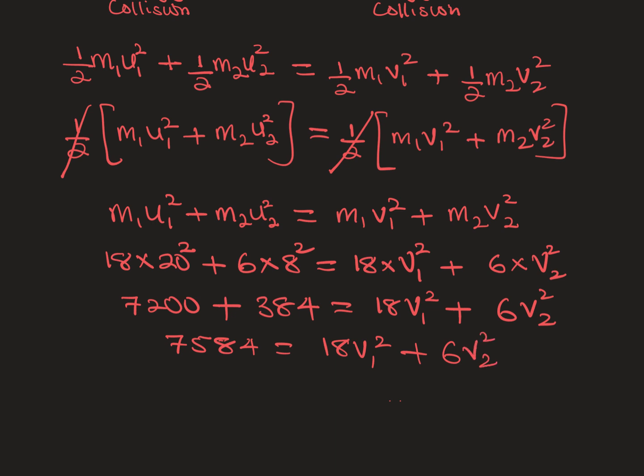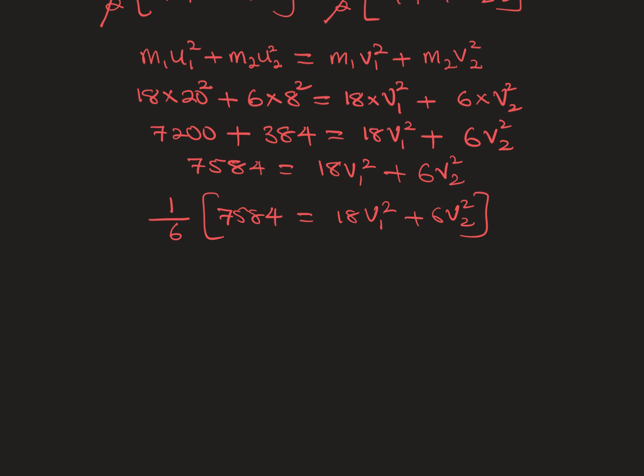Again, I can simplify this to a small number by dividing the entire equation by 6, because all these numbers are divisible by 6. So let's say 1 over 6 into 7584 is equal to 18 V1 squared plus 6 V2 squared. Okay, so 7584 divided by 6 is 1264. This is equal to 18 divided by 6 is 3 V1 squared plus 6 divided by 6 is 1. So that will just give me V2 squared.